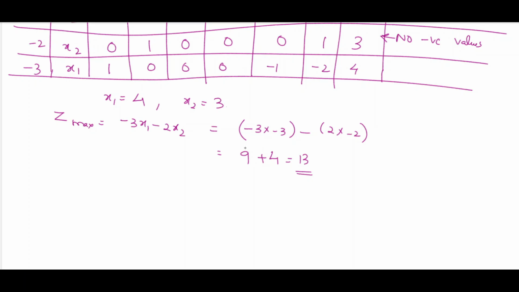So this is the equation. After that, if you compute, you put the values of minus 3 x1. x1 is 4 and your x2 value is 3. So you will get minus 12 minus 6, so it is minus 18. So this is the solution of Z-max. So this was one of the ways you can work it out.